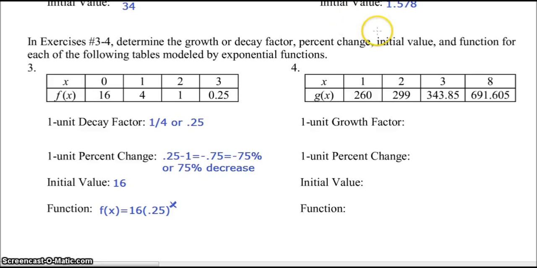Well, just asking that question, it's pretty clear what we need to do to solve for the growth factor. We need 260 times something. Let's call it G for growth factor, will equal 299. Just like in the previous problem, 16 times a fourth gave us 4. To find the growth factor, we need to figure out what to multiply 260 by to get 299. This is just a division problem. G will be 299 divided by 260, and our answer is 1.15.